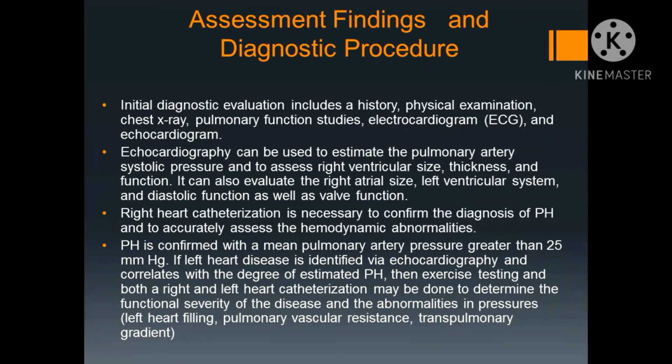Pulmonary hypertension is confirmed with a mean pulmonary arterial pressure greater than 25 mm of mercury. Left heart disease is identified via echocardiography and correlates with a degree of estimated pulmonary hypertension. Then exercise testing and both the right and left heart catheterization may be done to determine the functional severity of the disease and the abnormalities in pressures.